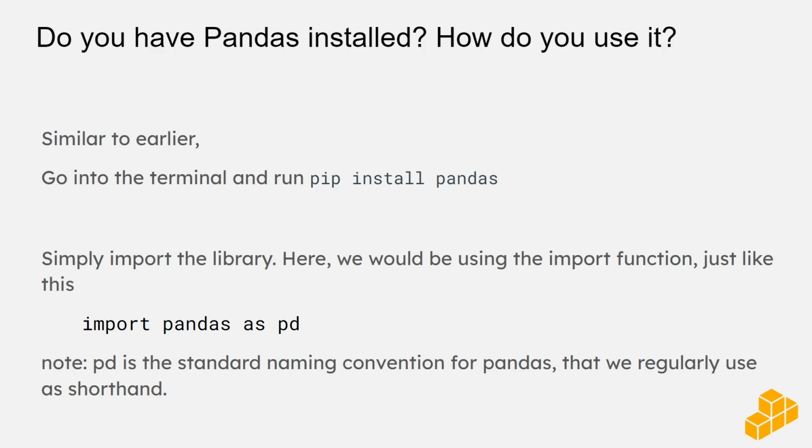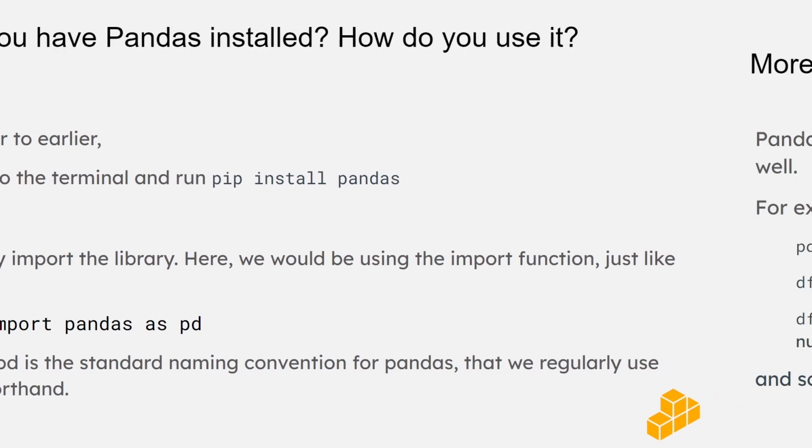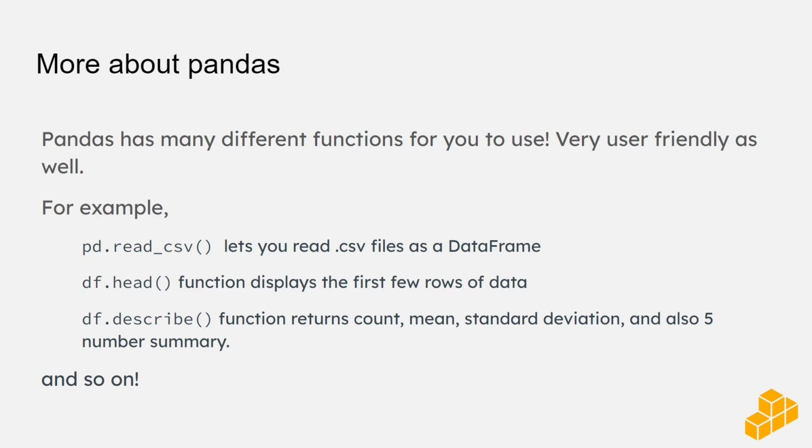I'll explain more about what functions pandas offers. So more about pandas. Let's go to the functions. Pandas has many various functions for you to use. For example, let's say you have a CSV file in your File Explorer. So what's a CSV file? A CSV file is basically a comma separated value file. Files that contain your data, your structured data.